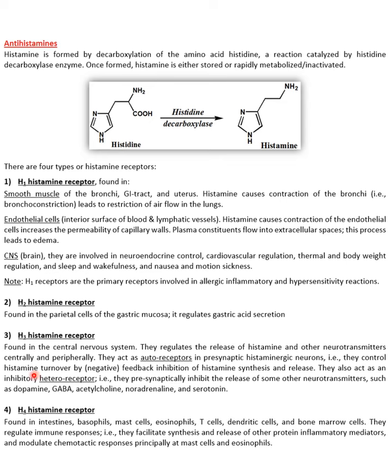The second type of the histamine receptors are H2 receptors. They are found in the parietal cells of the gastric mucosa, and they regulate the release of the gastric acid. In fact, as we will see, in order to treat gastric acid reflux, we will be using products like H2 histamine receptor inhibitors or antagonists.